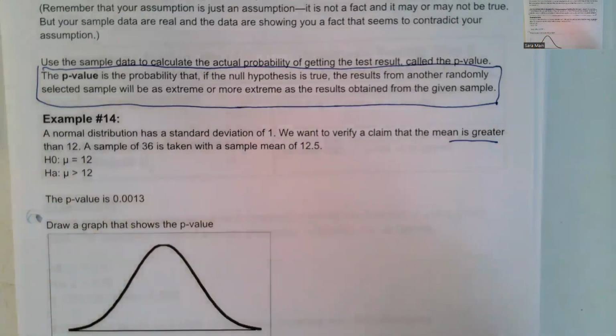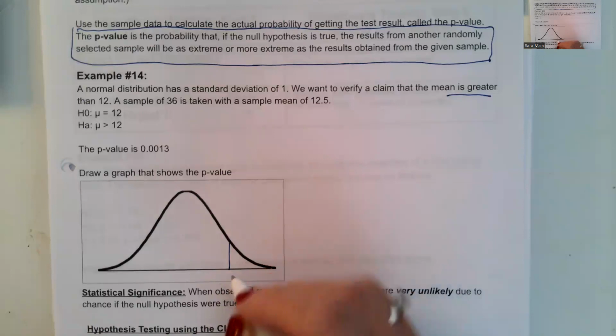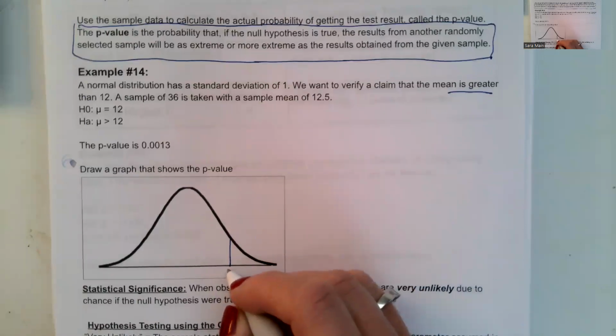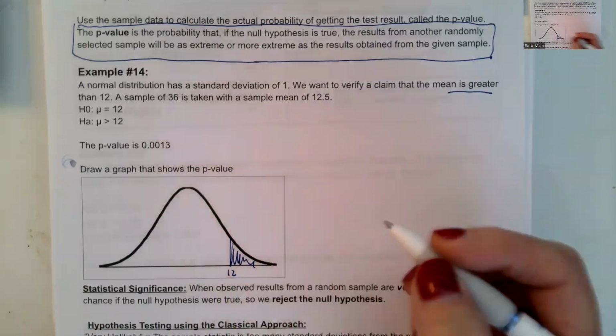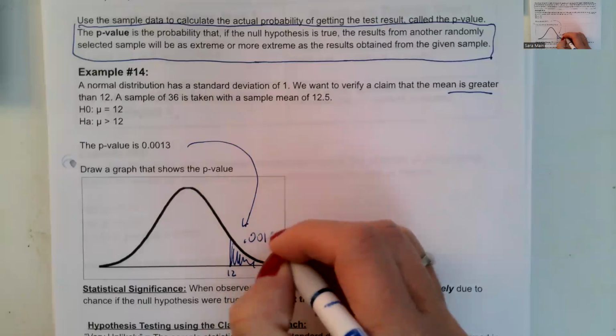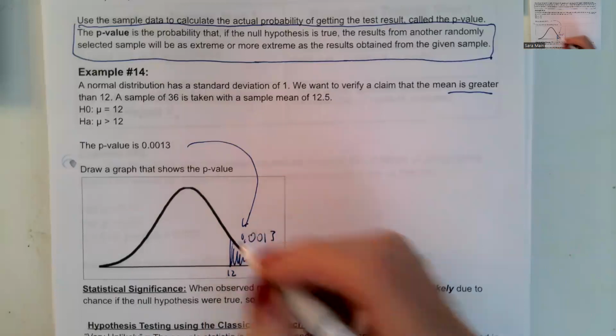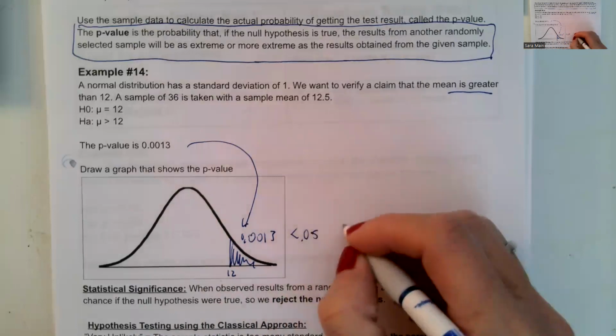Let's just draw a graph of what that would look like. So we're going to be able to draw what we're looking at. I'm going to draw that the mean is greater than 12, and that p-value is right here, 0.0013. So unlikely, it's less than 5%.